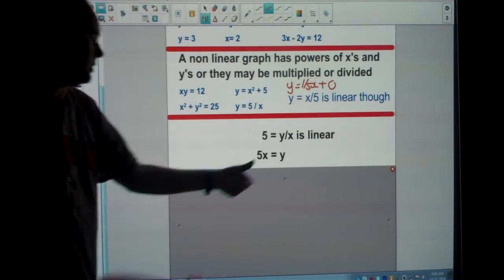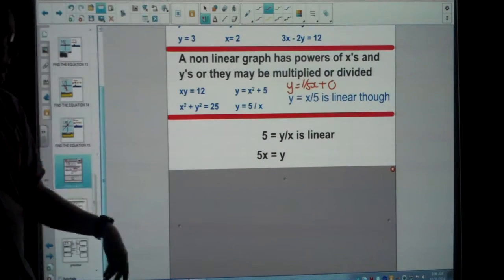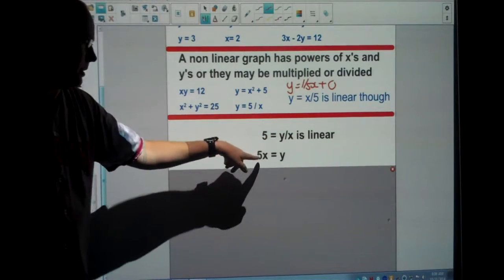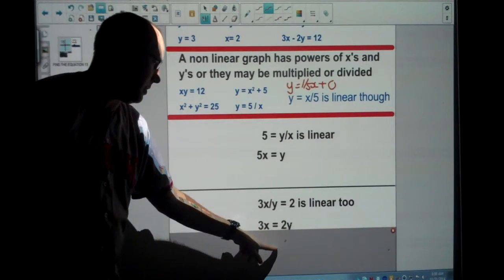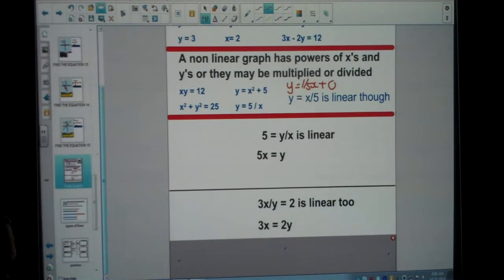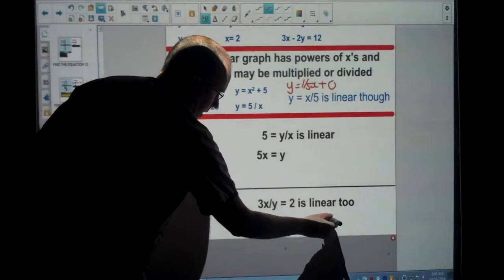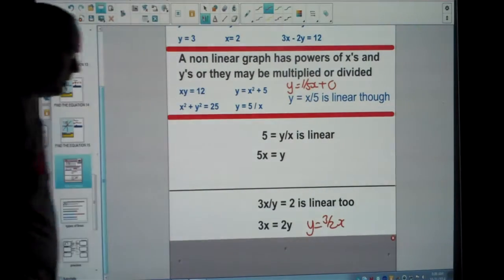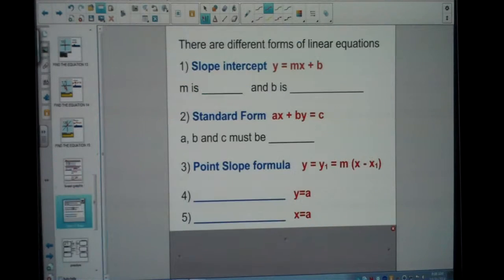Now, there are a couple of other ones that can cause trouble as well. If we have y divided by x, if we multiply both sides by x, this turns out to be perfectly linear. So we sometimes have to rearrange just to make sure they're going to work okay. And if I look at this one here, 3x over y equals 2, I multiply both sides by y, I get 3x equals 2y. And then if I divide both sides by 2, I get y equals 3 over 2 x. So that's perfectly linear as well, because that's in slope-intercept form.